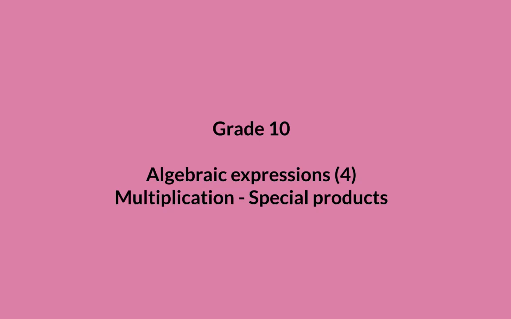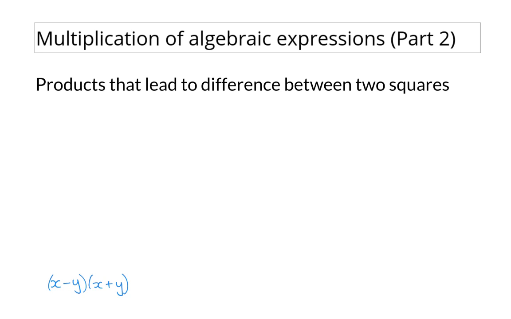In this video, we are still going to have a look at simplifying algebraic expressions using multiplication, but we're going to focus on some special products. First of all, we're going to look at products that lead to difference of two squares. The first example is the bracket x minus y multiplied by the bracket x plus y.